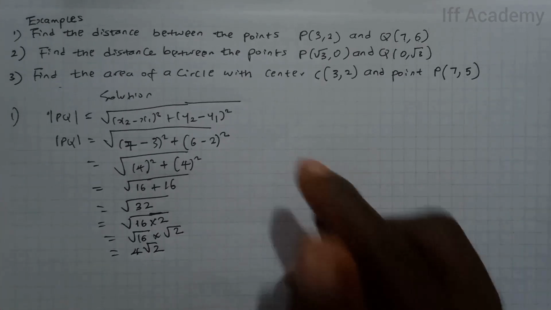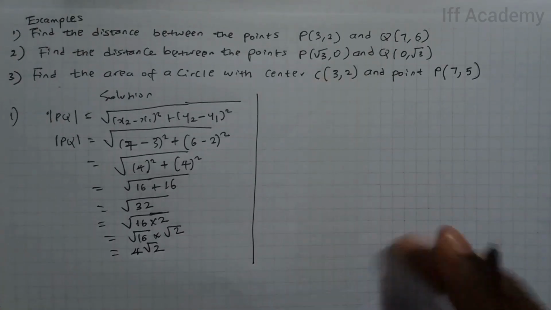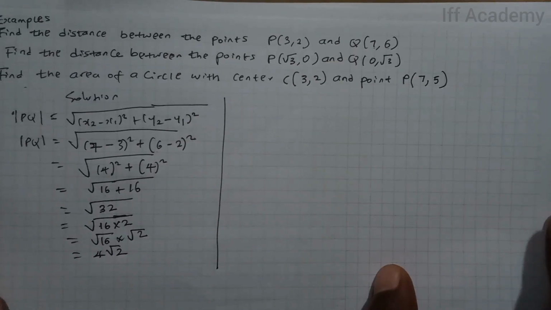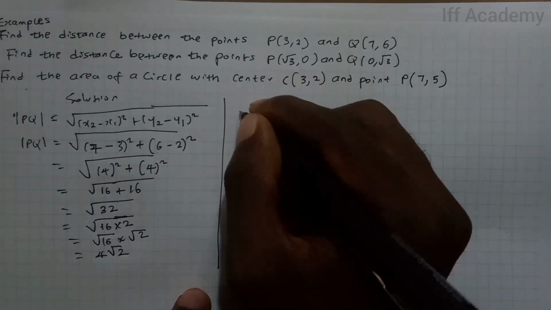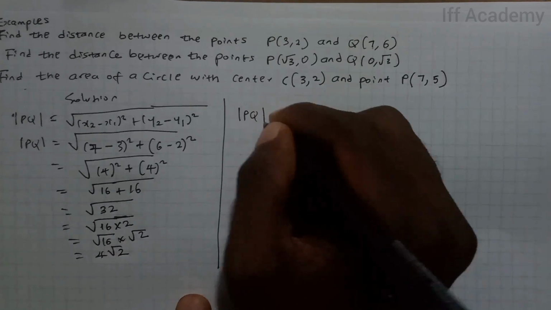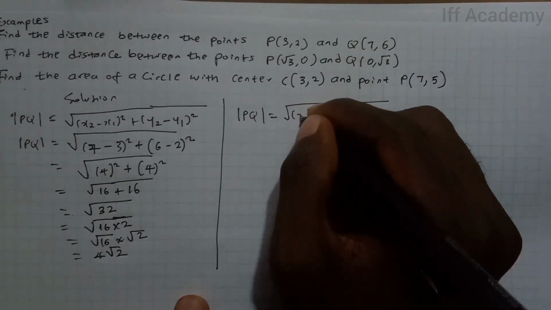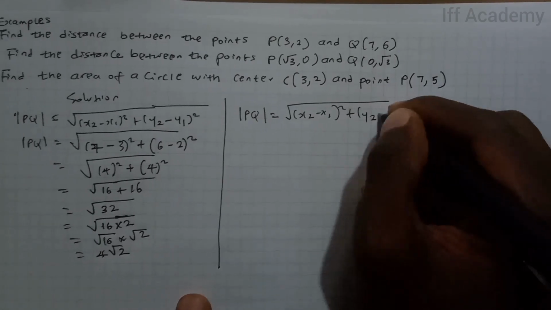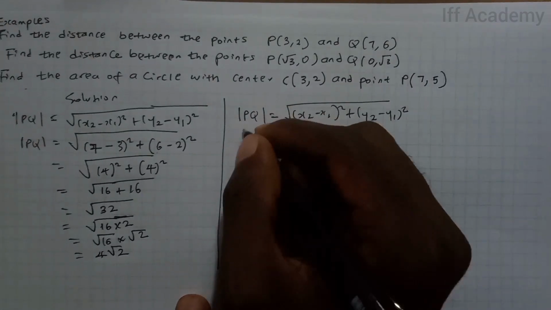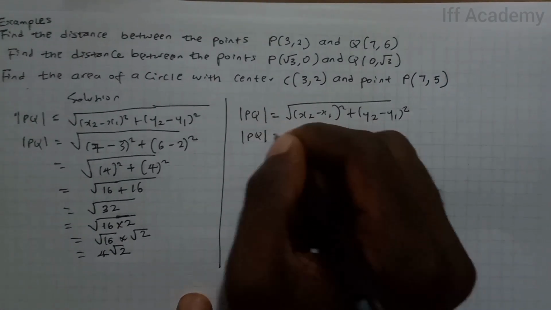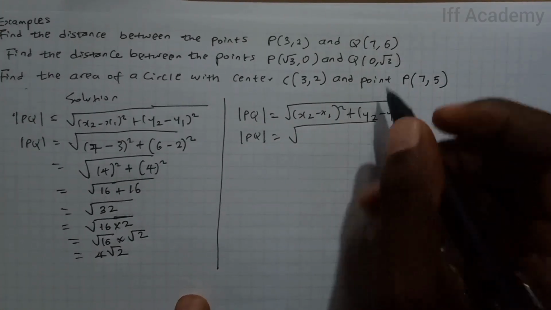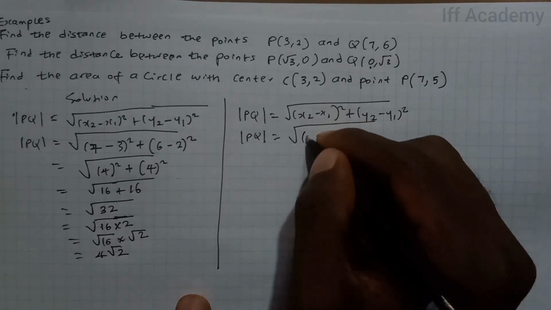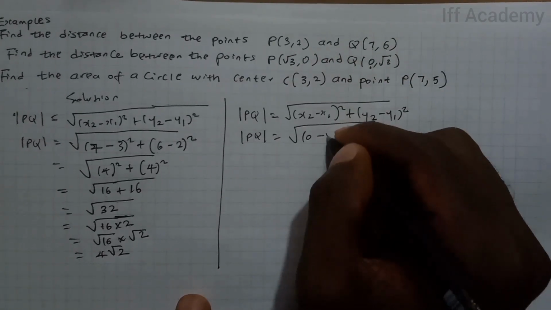Now, for the second one, we have points P(root 3, 0) and Q(0, root 3), right? So the same thing applies. Use the formula PQ is the root of (x2 minus x1) squared plus (y2 minus y1) squared. So our PQ becomes what? What's our x2? x2 is 0. So we have 0 minus x1 squared, which is root 3.